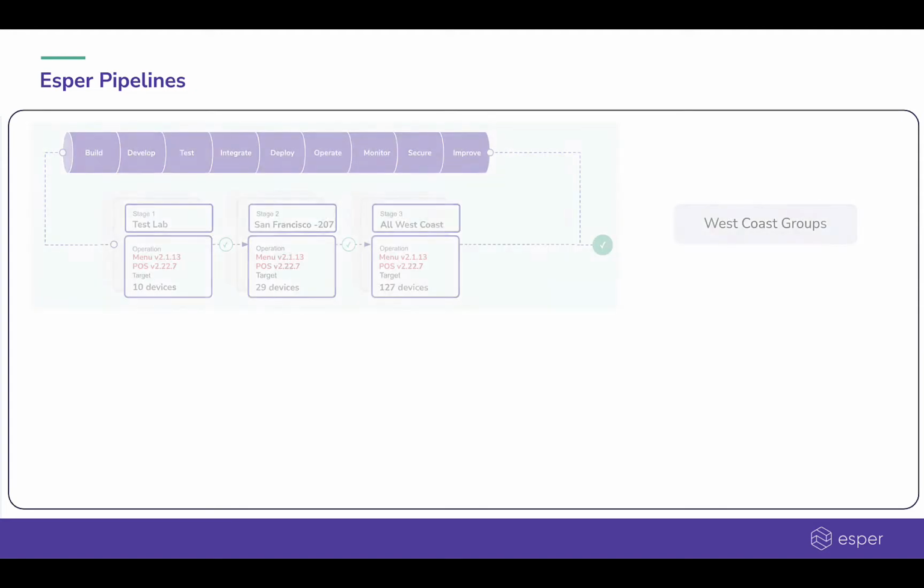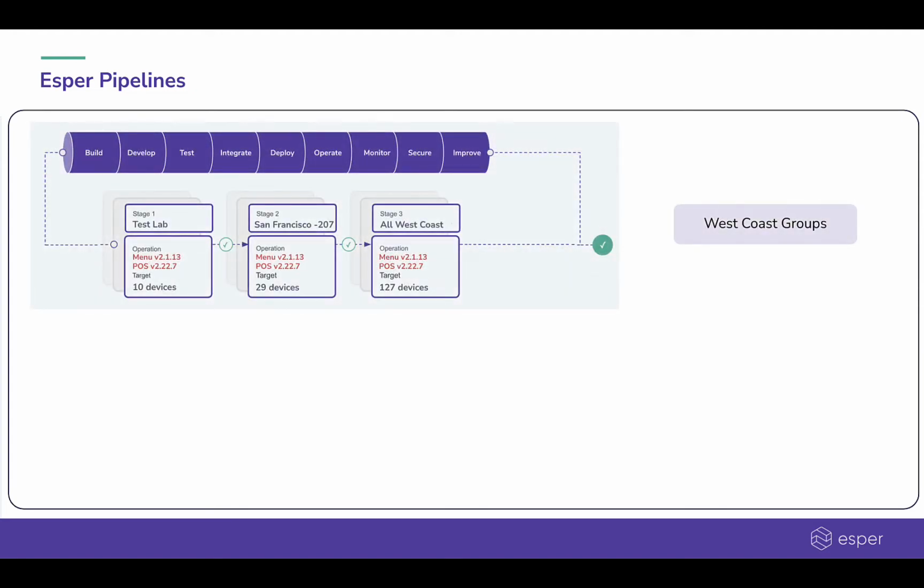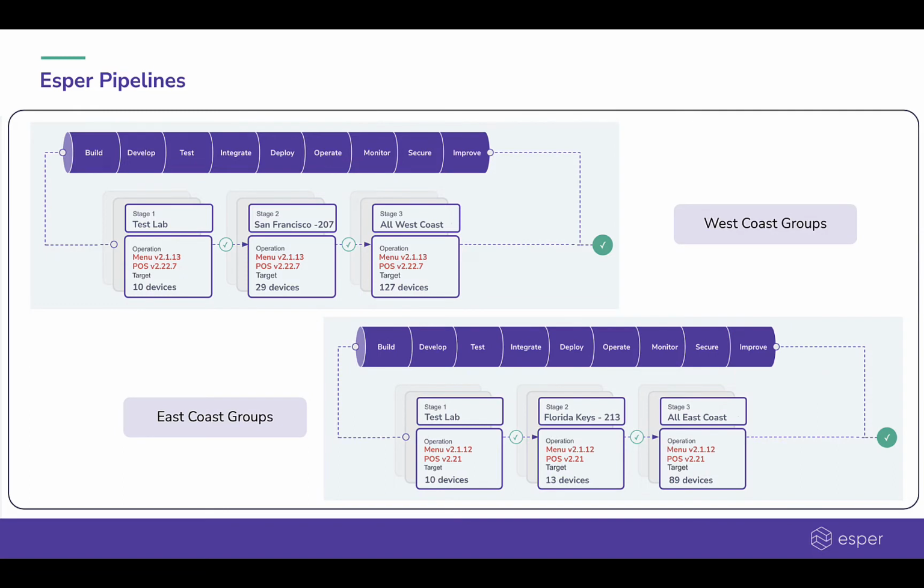In the case of Andy's Coffee, we can create two pipelines. One for West Coast, and another one for East Coast, where we define pipeline stages for each of our development, staging, and production devices. After we define the stages, we select a set of specific operations and specific device targets and groups for each of these operations at each of these stages. Now, let's go ahead and streamline this Andy's Coffee app rollout with Esper Pipelines.